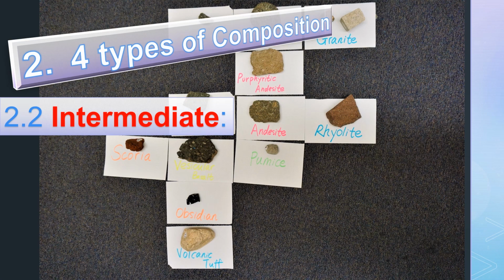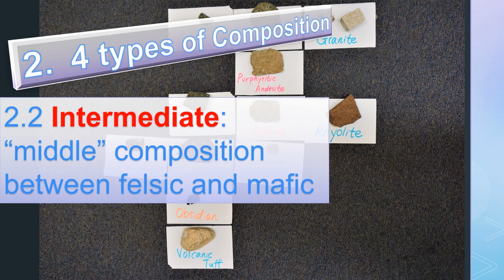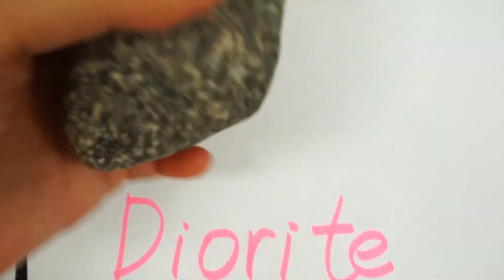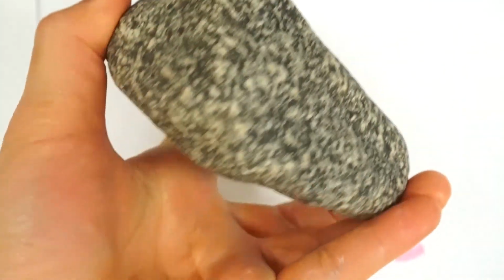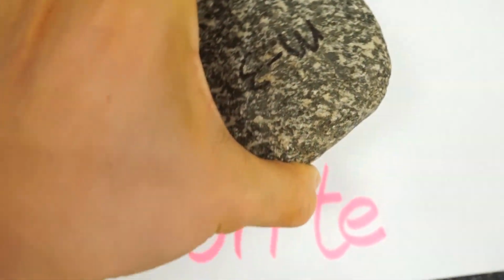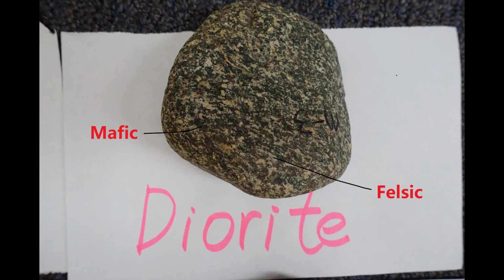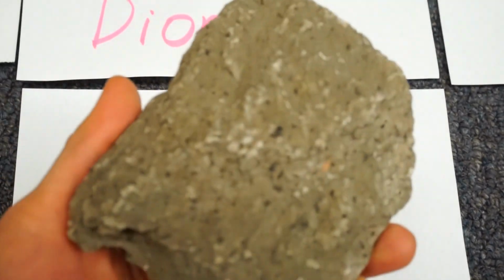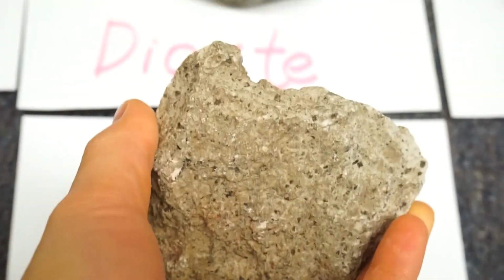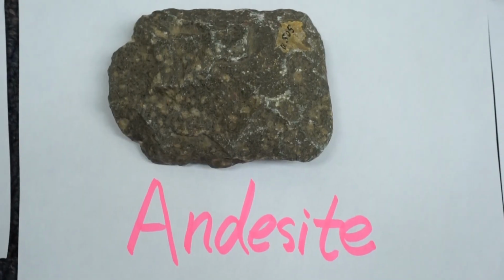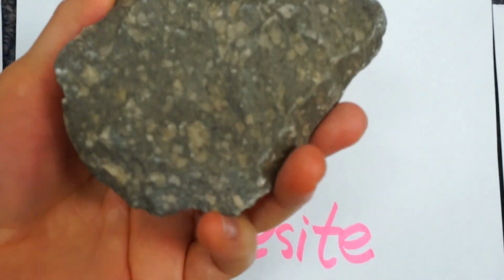Second, intermediate. Middle composition between Felsic and Mafic. Gray color. This is an example. Diorite is intermediate. You can see the light Felsic part and the dark Mafic part interlocked together. Another example, porphyritic andesite. Andesite is also intermediate.